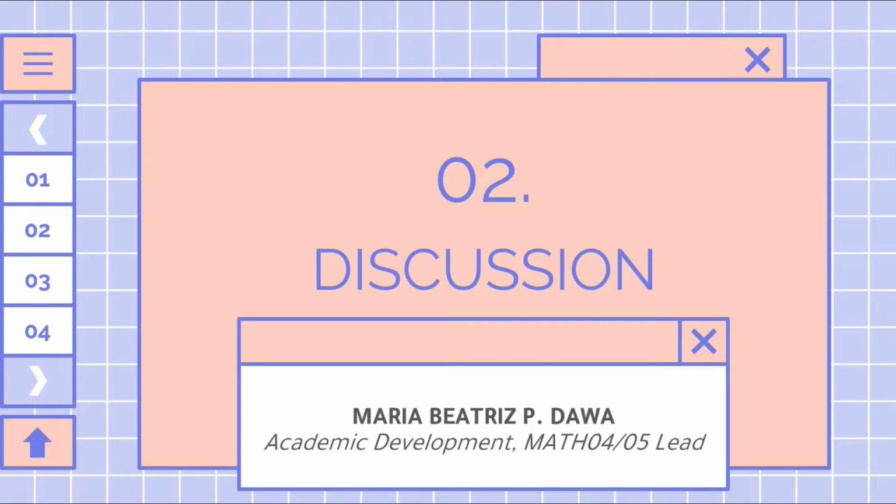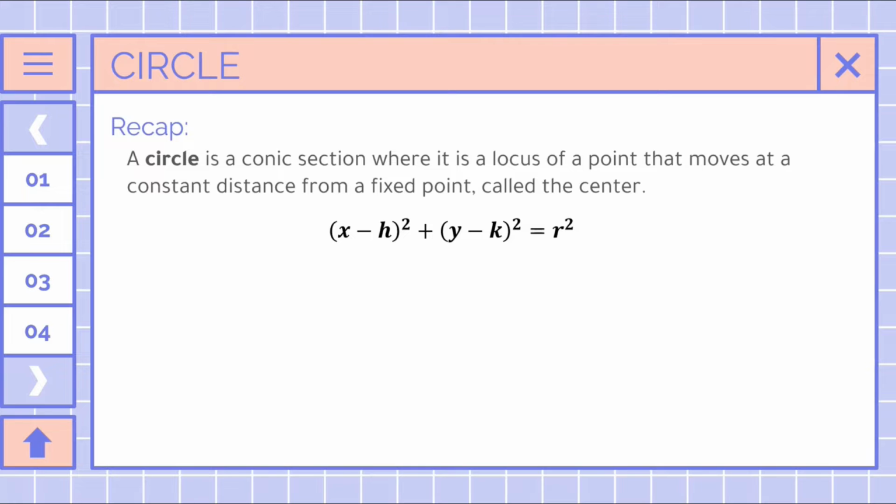Discussion part of the presentation. So just to recap from what has been discussed in the past three tutorials, there are different types of conic sections, namely a circle, a parabola, an ellipse, and a hyperbola. And with that, let's first try to assess what a circle is.